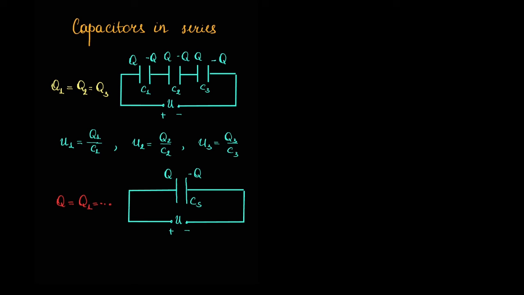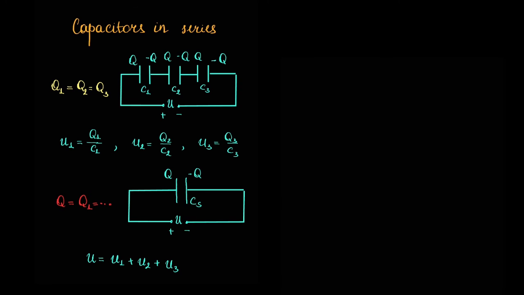We have already determined the potential drops in each capacitor. So the total voltage U is the sum of U1, U2, and U3. Entering expressions for U, U1, U2, and U3, we get the following. The total voltage is the total charge divided by the total capacitance, right? So it is Q divided by Cs. Then it is Q divided by C1 plus Q divided by C2 plus Q divided by C3.